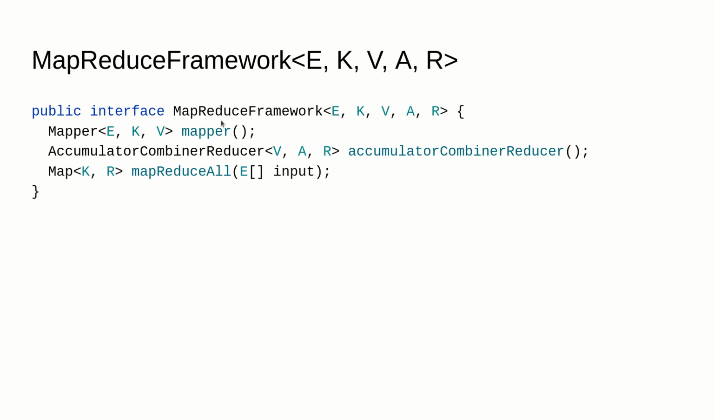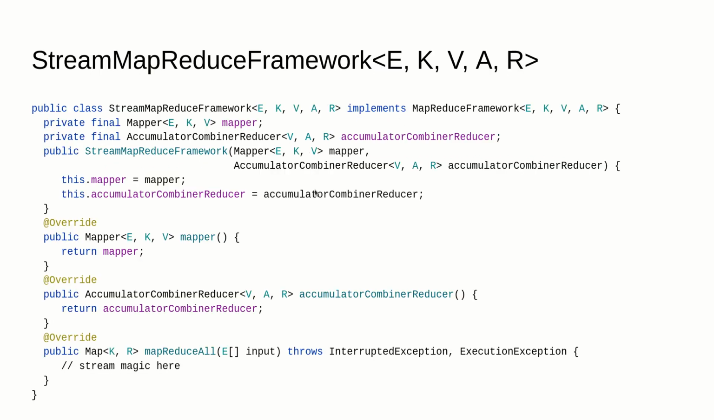It's MapReduce, so you can see that it's got a mapper and what's called an accumulator combiner reducer, which is a rather ridiculously long titled interface. Also, the big method is MapReduceAll. So you're going to take some array of elements as an input, and you're going to produce this map of keys to the resulting value. You can see E is here for the elements of the input, K is the key, and R is for the reductions in the end, the MapReduce part. There's some in between, which we'll talk about soon enough.